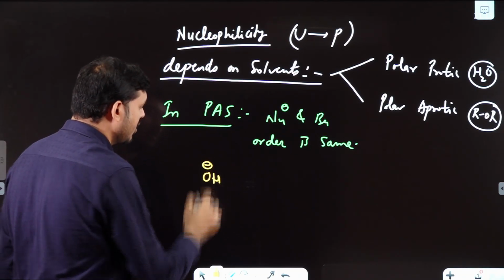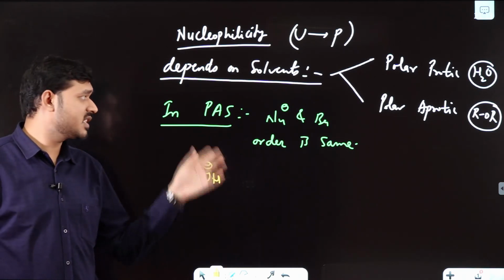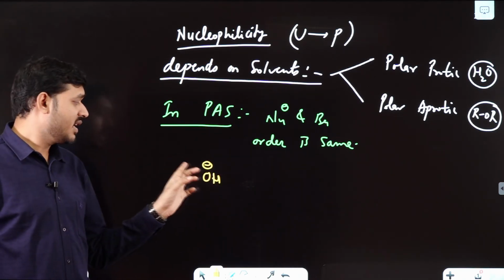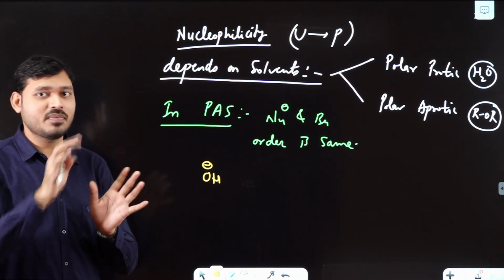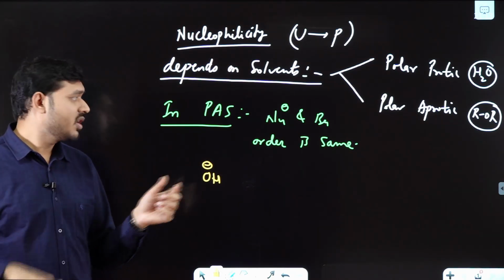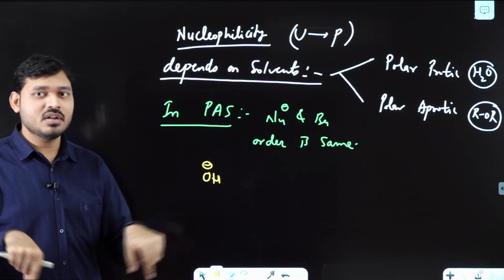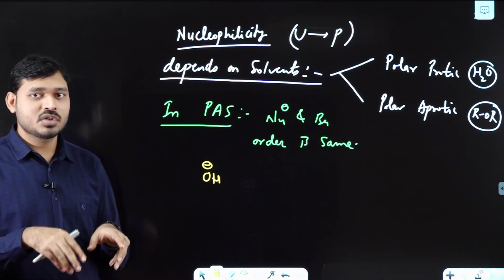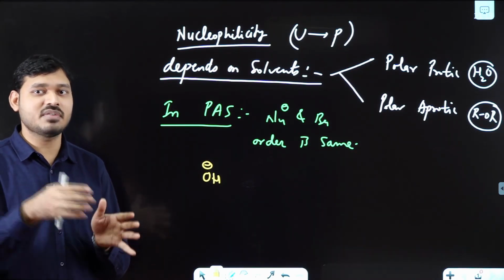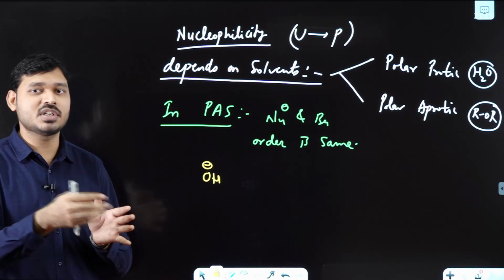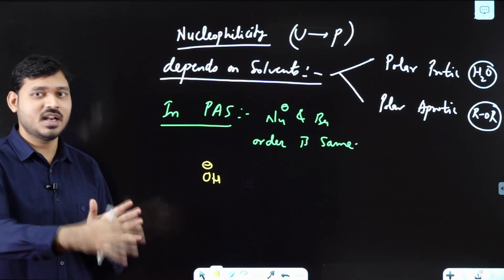Suppose OH minus, and you are having a solvent which is polar aprotic. OH minus can act as a base as well as a nucleophile. In a container you are giving this OH minus as a nucleophile. But suppose you are having polar aprotic solvent. In the solvent there is no H plus, so OH minus has no interaction with H plus. So OH minus will do its work, it will not be deviated, and it will simply attack the electrophilic part.